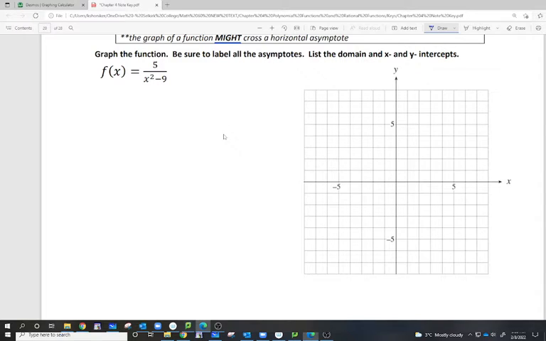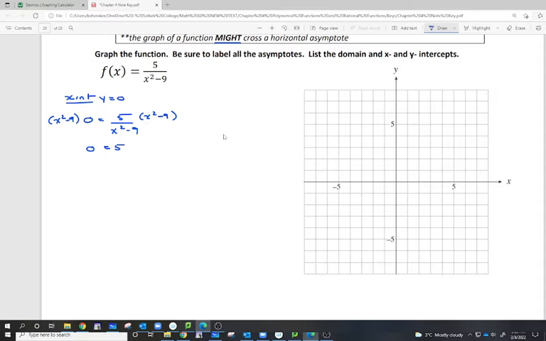So first thing we're going to find is those intercepts. Let's find the x-intercept. To find the x-intercept, we let y equal 0. When I let y equal 0, I end up with 0 equals 5 over x squared minus 9. Now, there's a reason we did chapter 3, which was to solve rational equations. To solve rational equations, you multiply both sides by the lowest common denominator, which is x squared minus 9. When you multiply that denominator by 0, it goes away, and we're left with 0 equals 5.